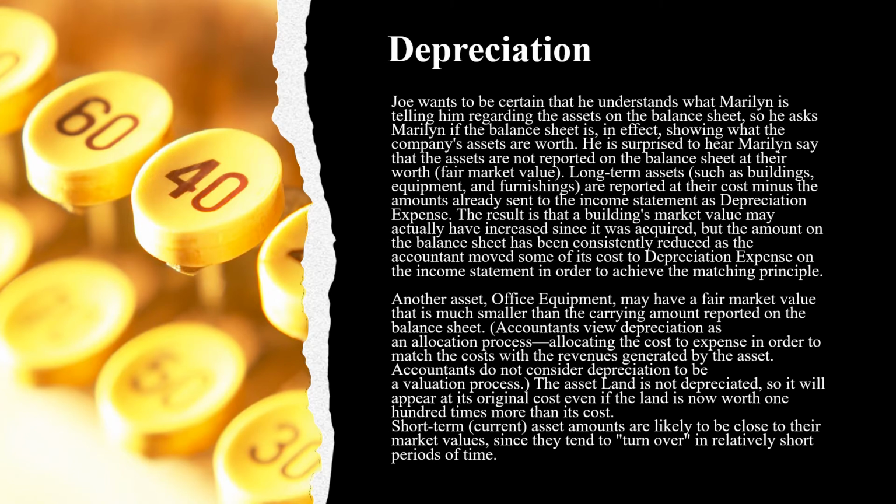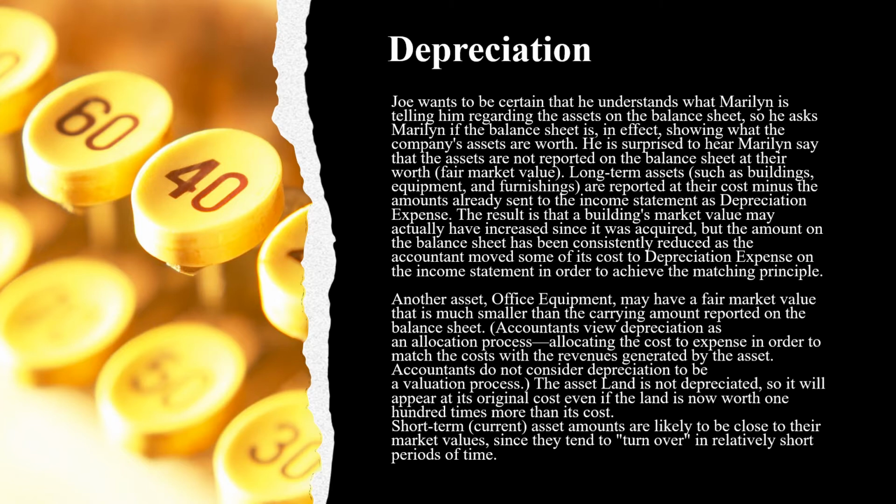Joe wants to be certain that he understands what Marilyn is telling him regarding the assets on the balance sheet, so he asks Marilyn if the balance sheet is, in effect, showing what the company's assets are worth. He is surprised to hear Marilyn say that the assets are not reported on the balance sheet at their worth, fair market value. Long-term assets, such as buildings, equipment, and furnishings, are reported at their cost minus the amounts already sent to the income statement as depreciation expense.